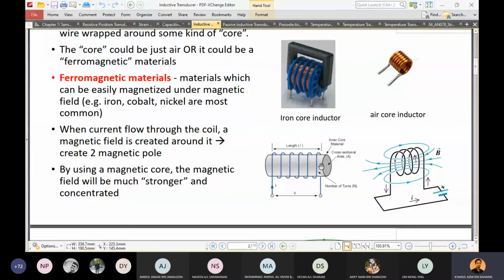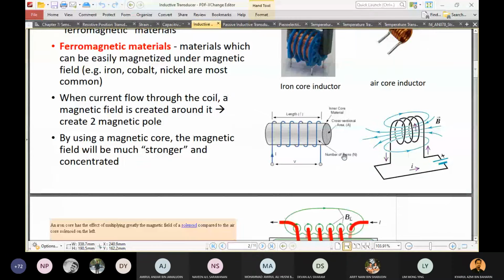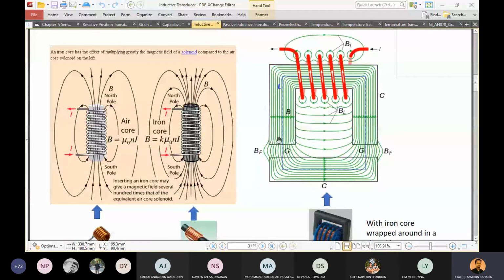Okay, the magnetic core will determine the strength of the magnetic field and how the magnetic field is related to each other, how strong the magnetic field is, depending on the type of coil. These are examples of winding that can produce different levels of inductance. Usually the winding is very close to each other. There's no space like this one.